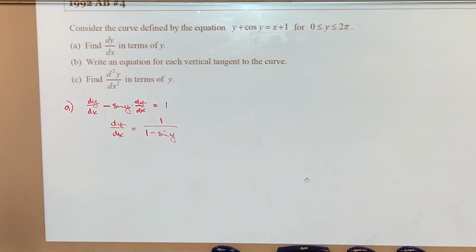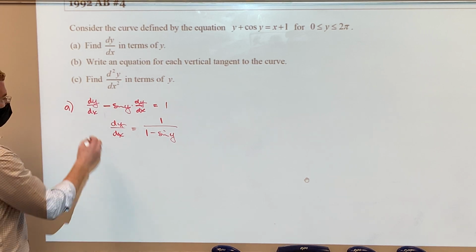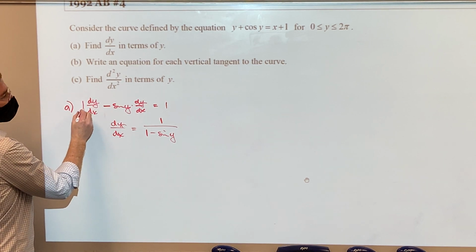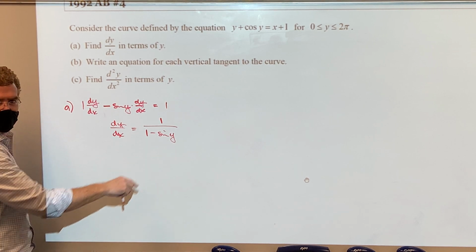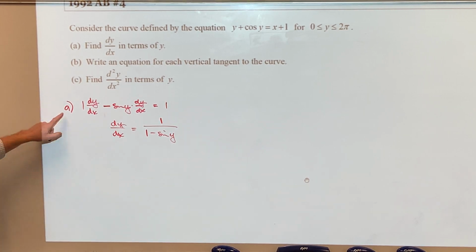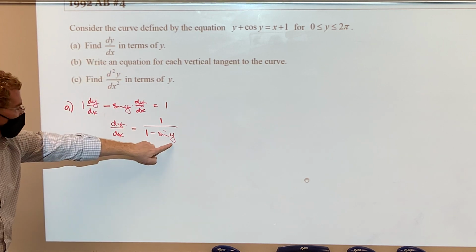Why would it be sine of y and not just sine of 1 times dy/dx? It's not x, y squared, because you have to do it for the tangent and then for the derivative of the whole. You good? Everybody good? Okay, now that's A. I did the derivative in terms of y.